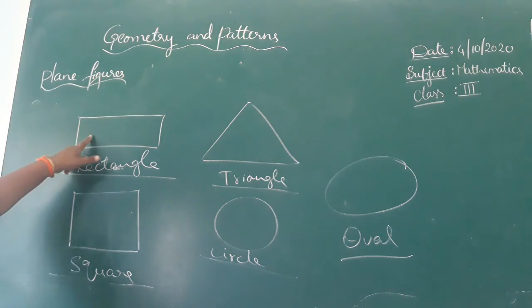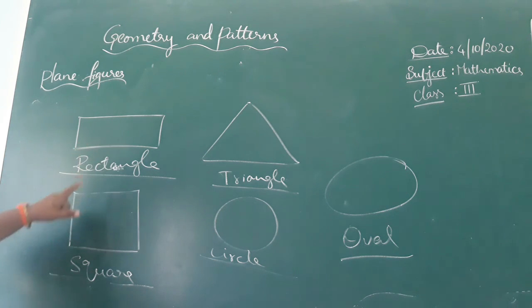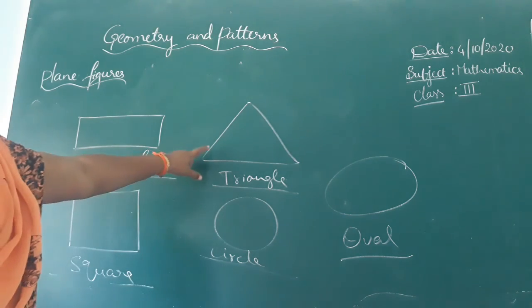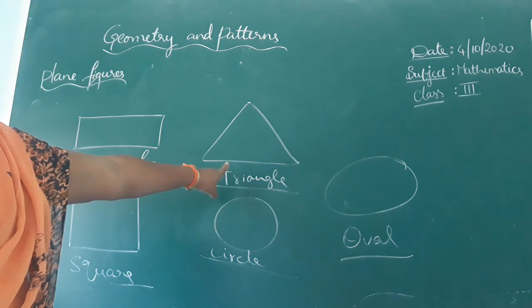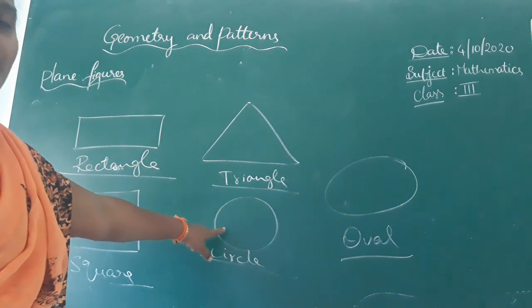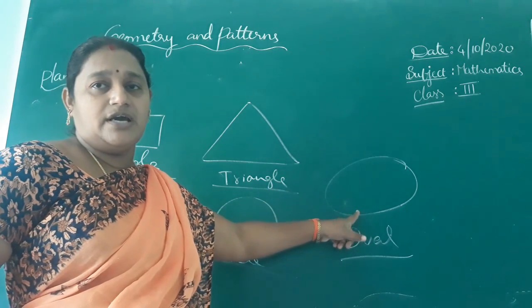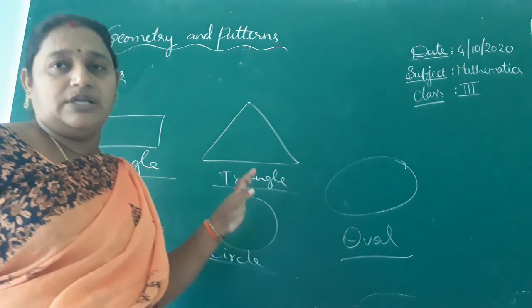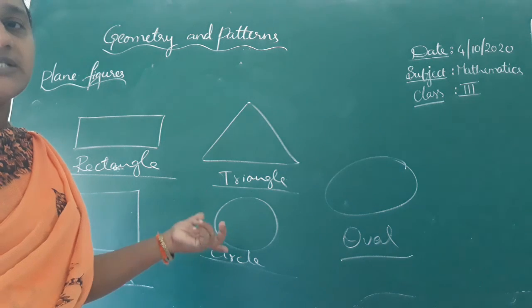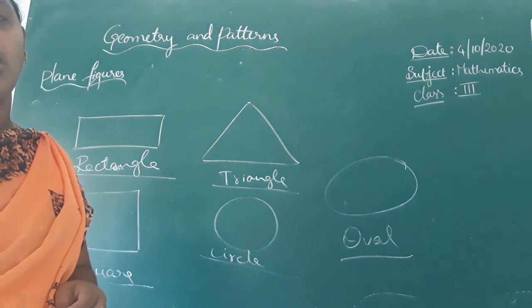First one, rectangle. It has 4 sides and 4 corners. Opposite sides are equal in a rectangle. Like the square, it has 4 sides and 4 corners. All sides are equal. The circle has one curved side, no corners. The oval also has one curved side, no corners. This one you have to practice in your home.